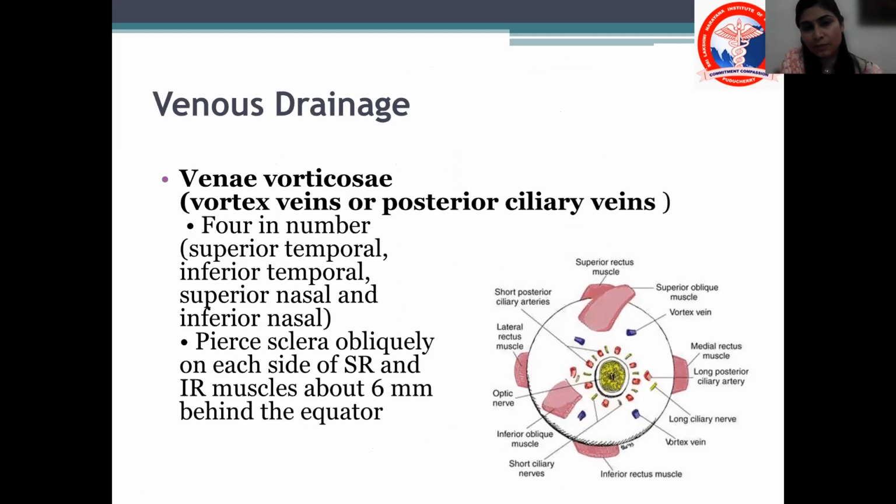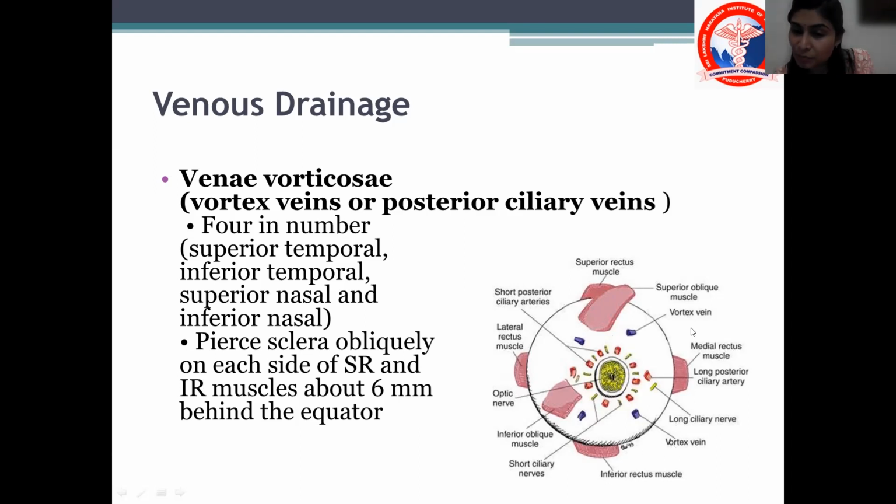Now the venous drainage: the venae vorticosae, mainly called the vortex veins or posterior ciliary veins. These are denoted by blue color, the vortex veins. These are 4 in number. They are superior temporal, inferior temporal, superior nasal, and inferior nasal. They pierce the sclera obliquely on each side of the superior rectus and inferior rectus. And they lie about 6 millimeters behind the equator.